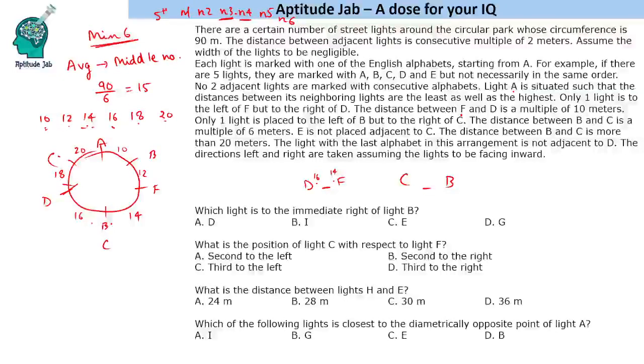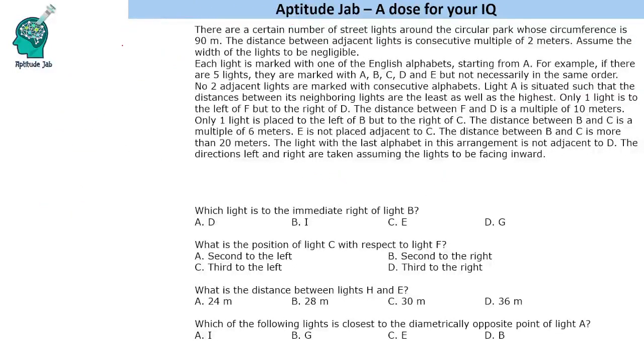So now let us see what other numbers of lights could work. Six lights are not possible. Seven lights: 90 divided by 7 is not an integer, so not possible. Eight lights: 90 by 8 is not an integer, so not possible. Nine lights: 90 by 9 is 10, so 10 is the middle number. If there are nine lights, then the fifth light will be 10. So we increase four numbers on this side: 12, 14, 16, 18, and we will have 8, 6, 4, 2 on the other.